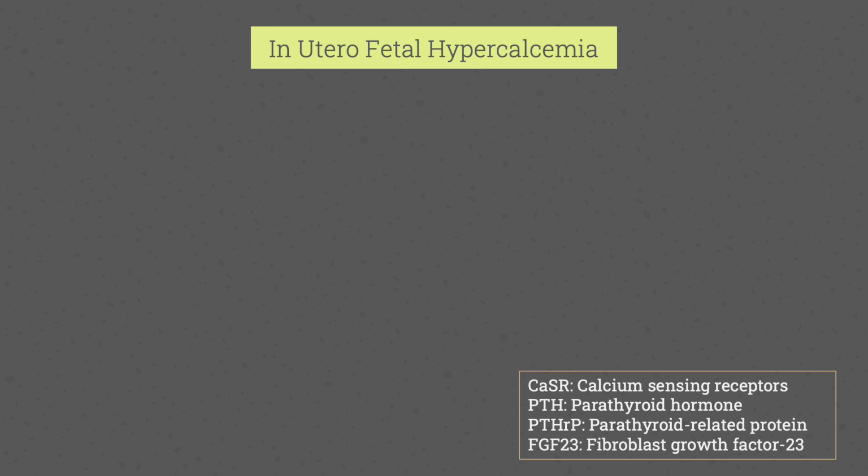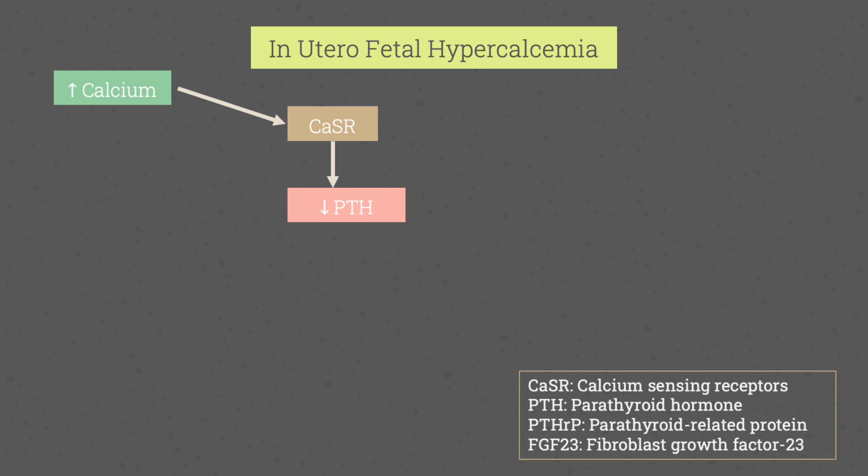So now let's discuss in utero fetal hypercalcemia and why this is important in the third trimester for baby to build strong bones. So you have your initial increase in calcium, and the calcium sensing receptors notice that this calcium is increased, and it's going to tell the parathyroid gland to stop producing so much PTH, as there is an indirect relationship between these two. So when calcium is high, PTH is low, and vice versa.